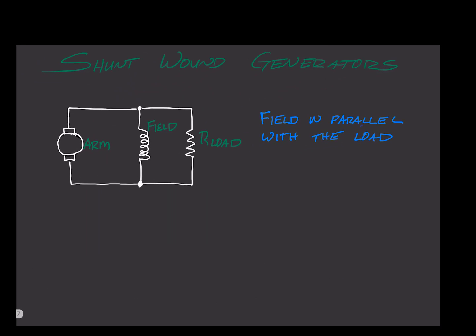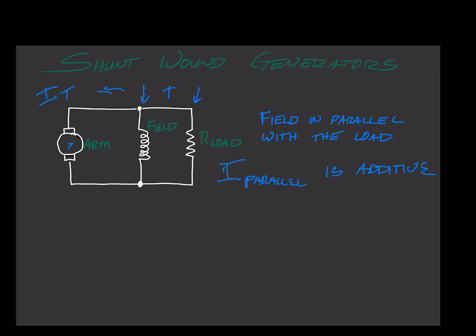Here's the shunt wound generator. Now you can remember from DC theory, shunt is also another word for parallel, and in this case the field is in parallel with the load. And if we remember from DC theory, our current in parallel is additive, which just simply means the current in this leg plus the current in this leg equals the current total. And that kind of makes sense, doesn't it?